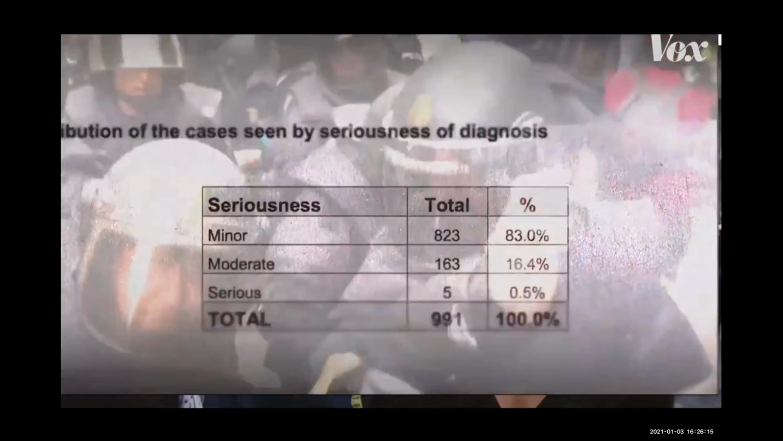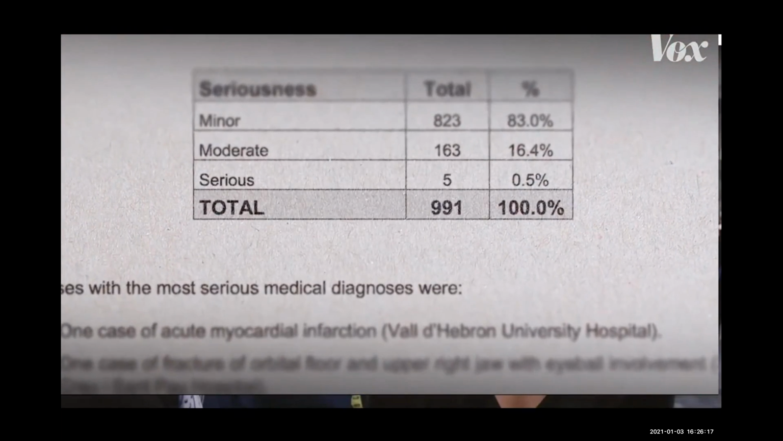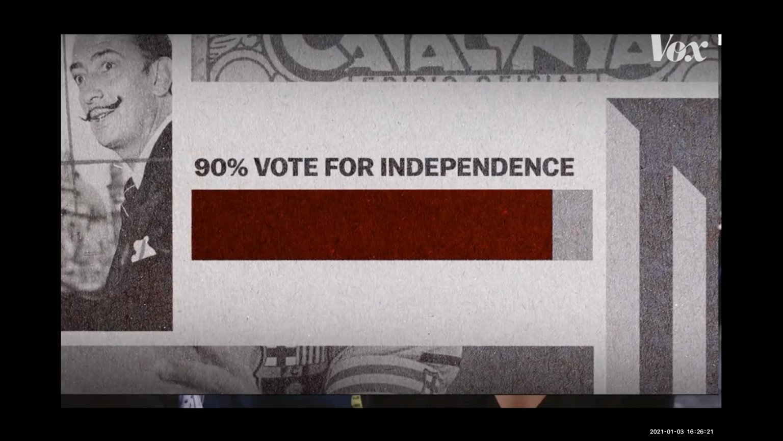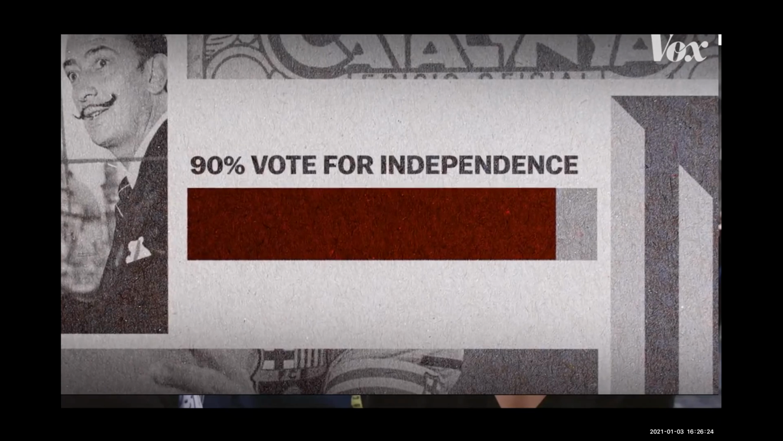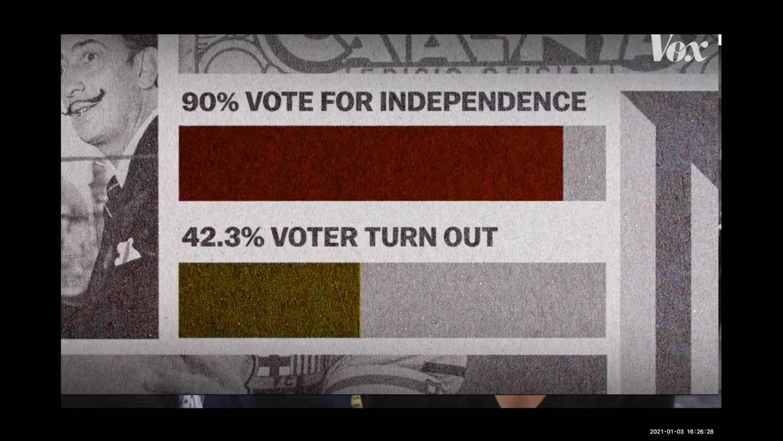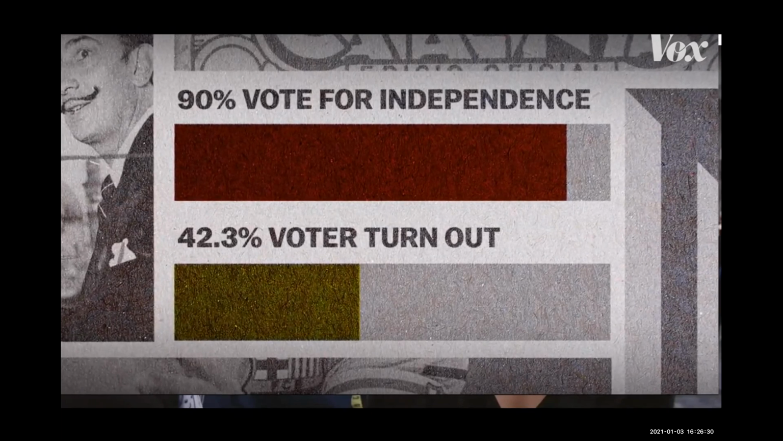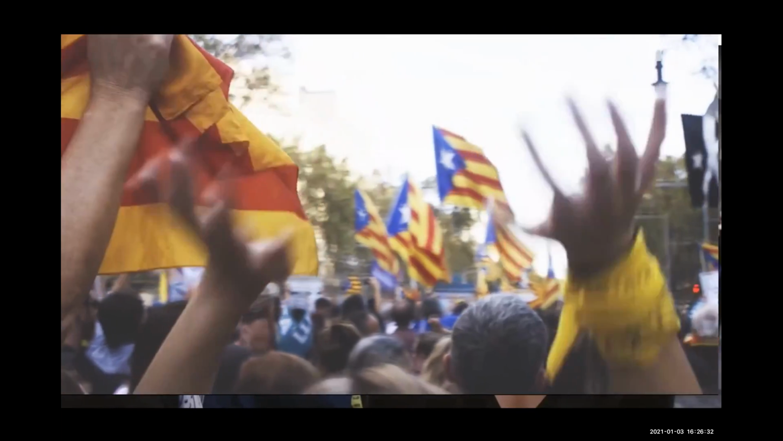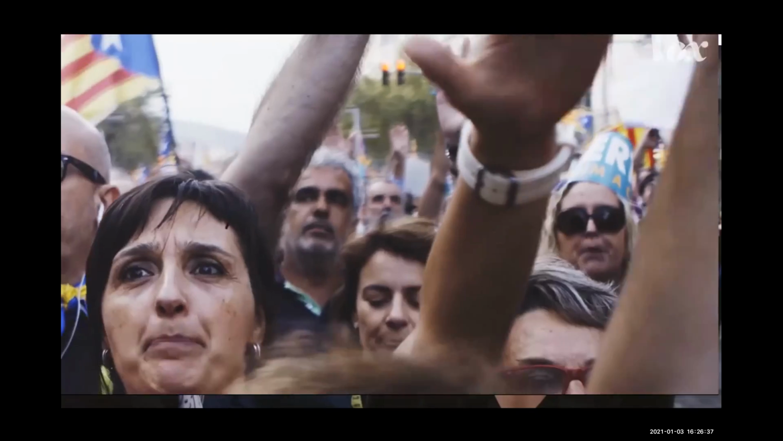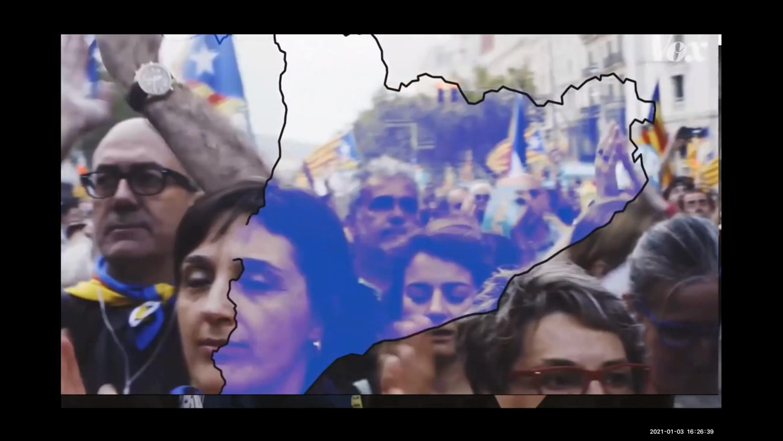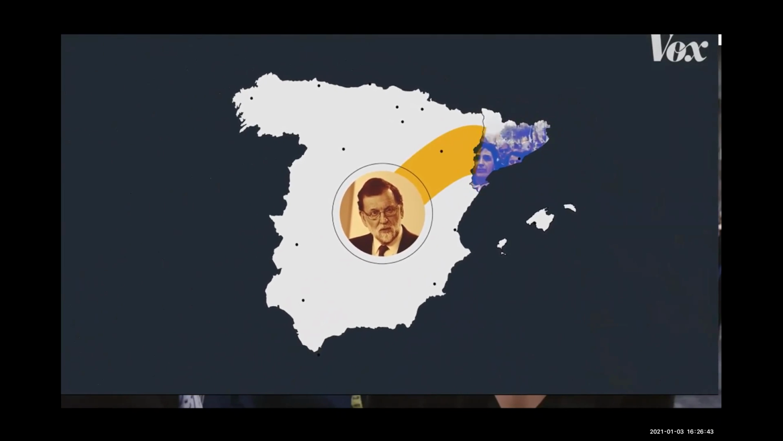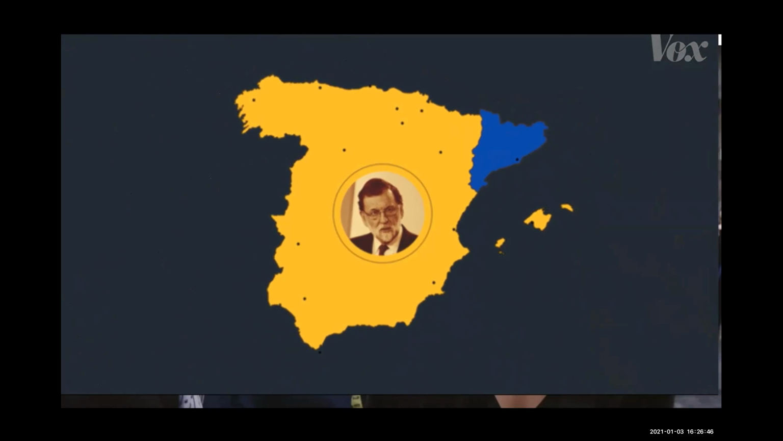Nearly 1,000 people were injured in the violence, 5 of them seriously. As for the results, 90% of participants voted to secede. This would seem like almost unanimous approval, but less than half of all eligible voters in Catalonia turned out to vote. Based on the results, the Catalan government is threatening to declare independence from Spain unilaterally. In response, the Spanish government is preparing an unprecedented takeover of Catalonia's regional powers, which will remove its leaders from office. So how did they get here?